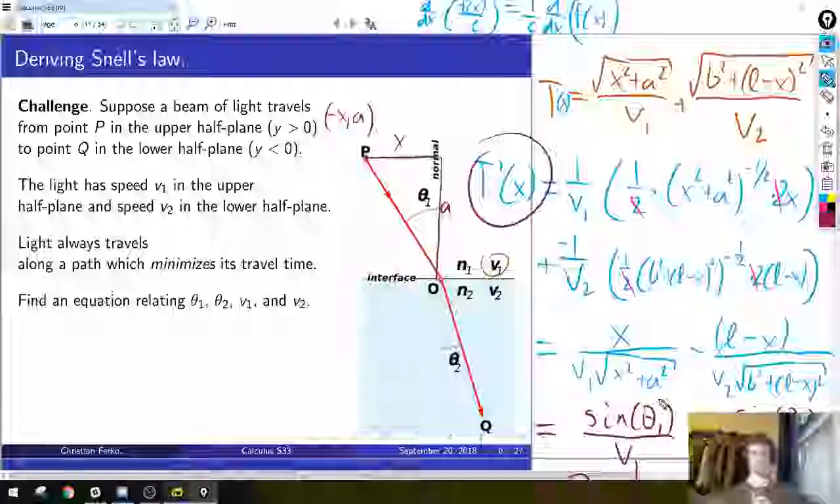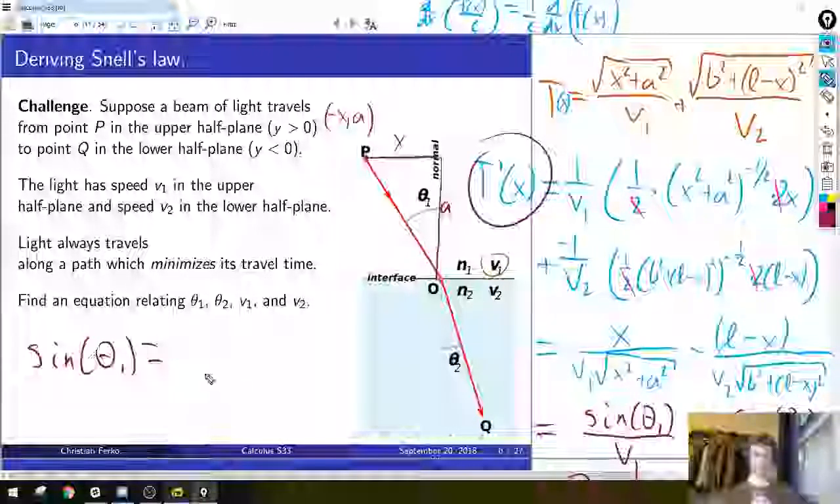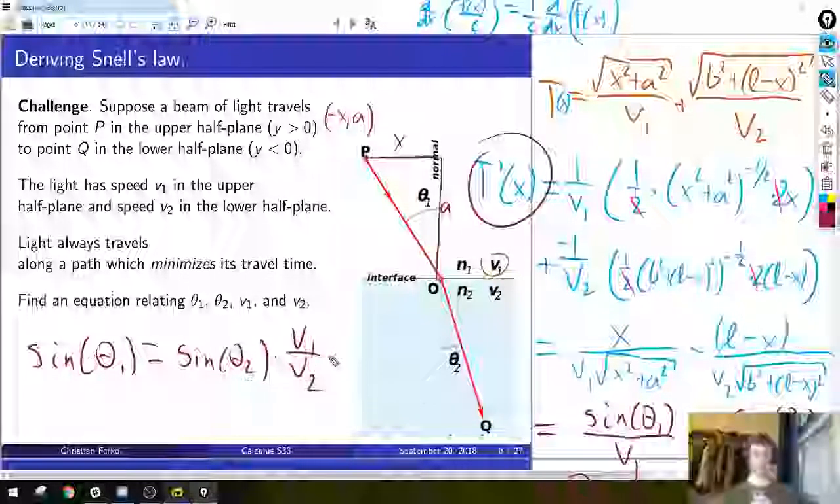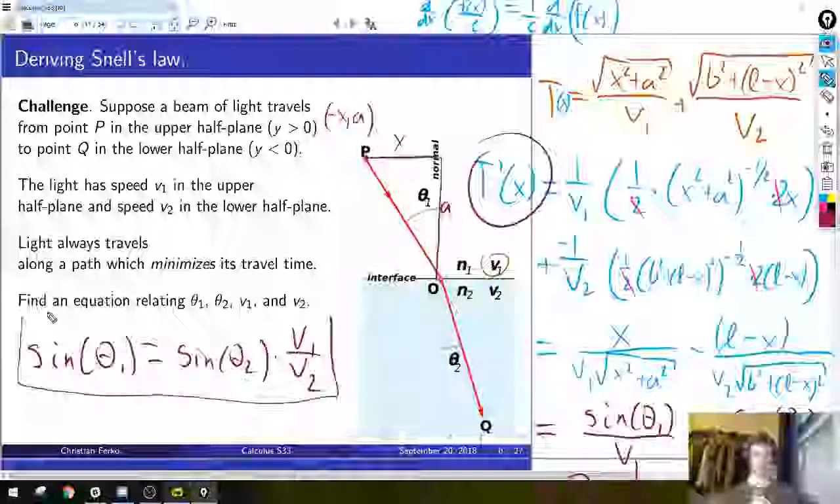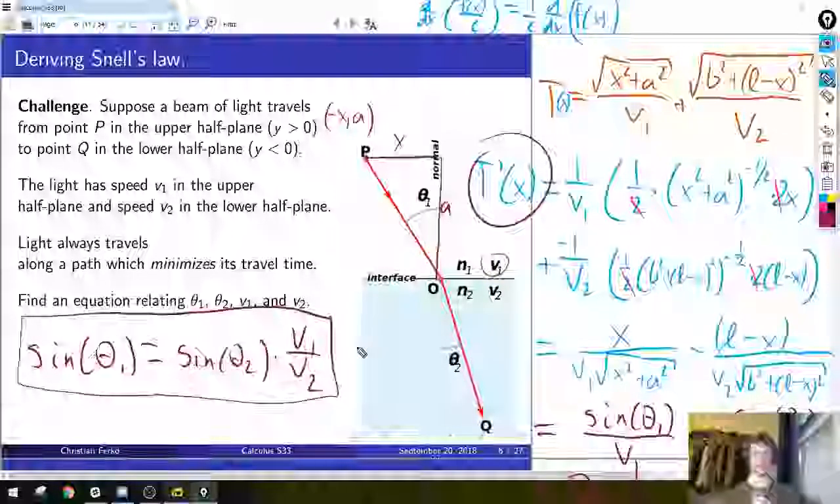I guess we can solve for the sine of one of the angles. We're going to have sine of theta 1 equals sine of theta 2 over v2, all multiplied by v1. Yeah, so sine of theta 2, and then you say v1 over v2, for instance. So you're saying move this to the other side and multiply by v1. Okay, good. So how did that come about?